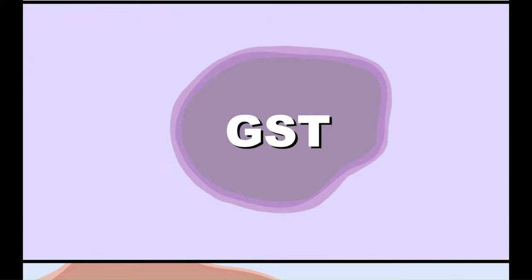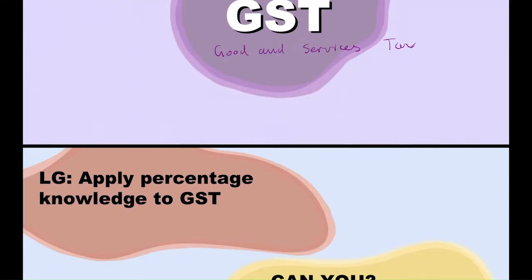Now, if you haven't heard of GST before, it stands for Goods and Services Tax. And it's basically something that we have in this country that is applied to most things that we buy. And it's 10% of the value of the item that is added as tax and goes to the government. And what we're going to be doing today is calculating some things related to GST based on what we already know about percentages.